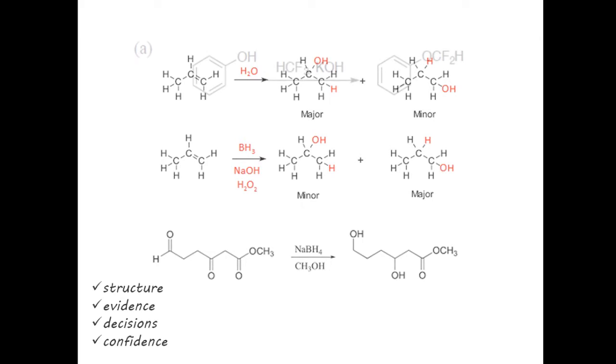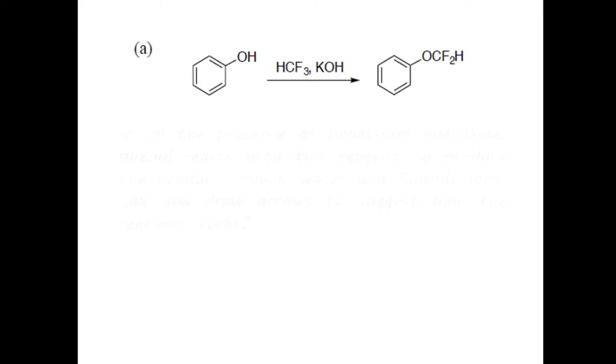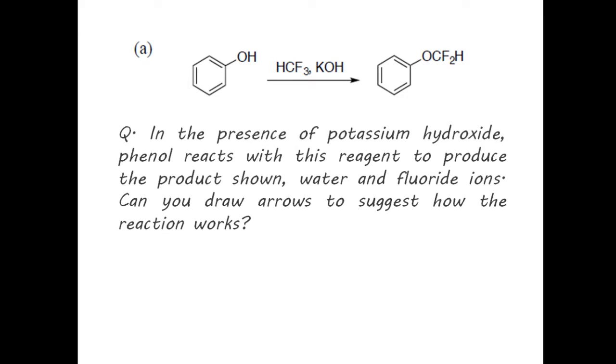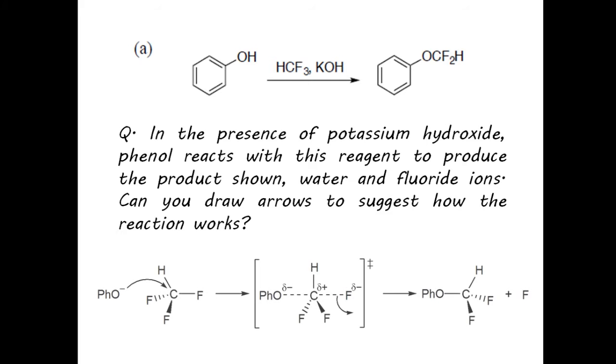Here's another organic question. In the presence of potassium hydroxide, phenol reacts with this reagent to produce the product shown, water and fluoride ions. Can you draw arrows to suggest how the reaction works? Here you're expecting them to deprotonate the phenol and perform an SN2 with the trifluoride.